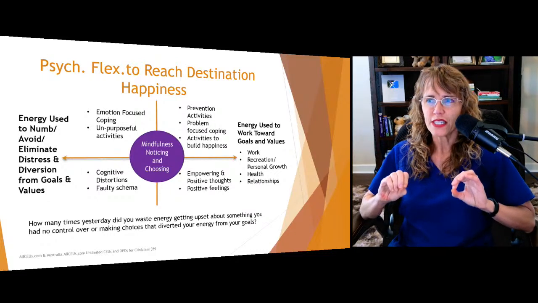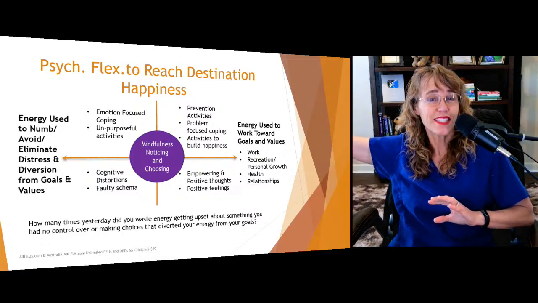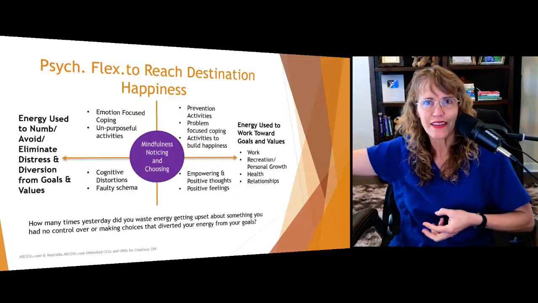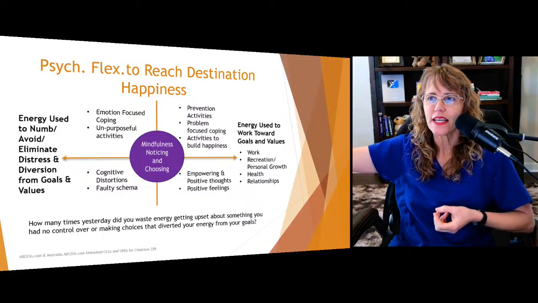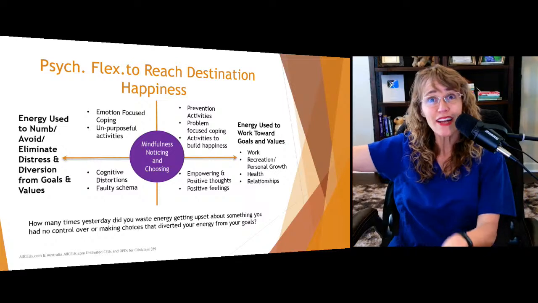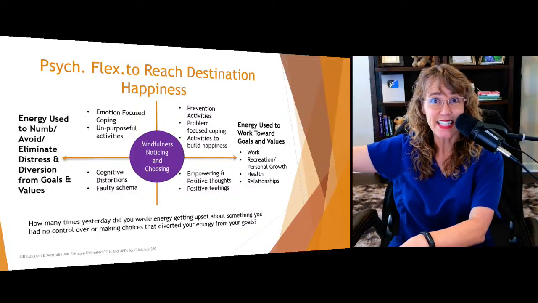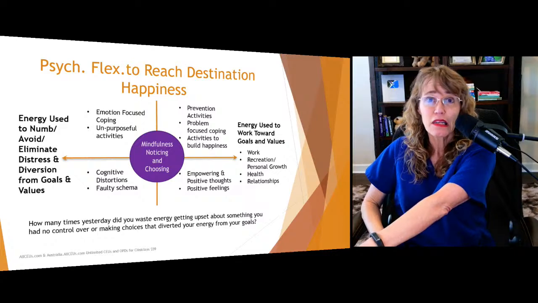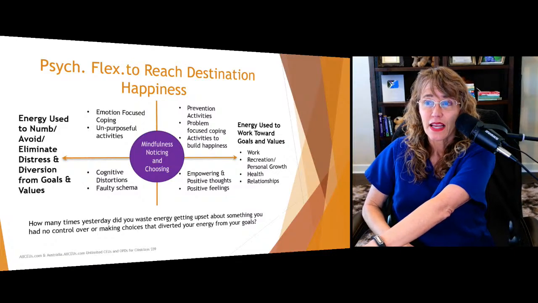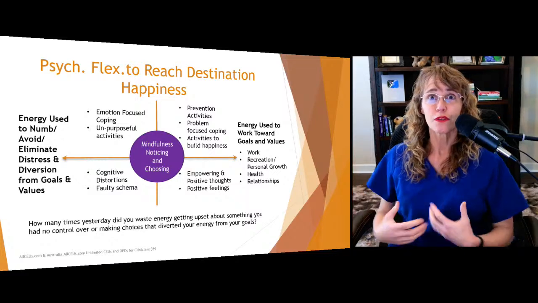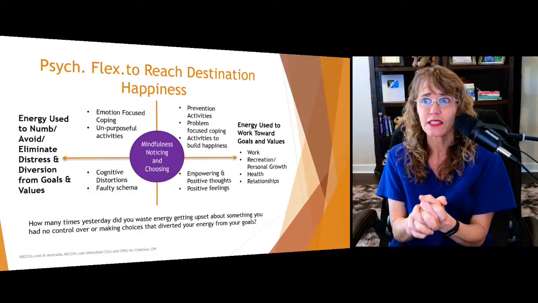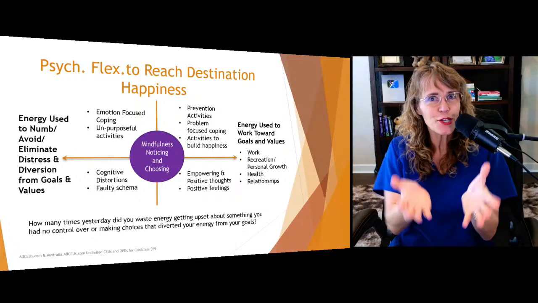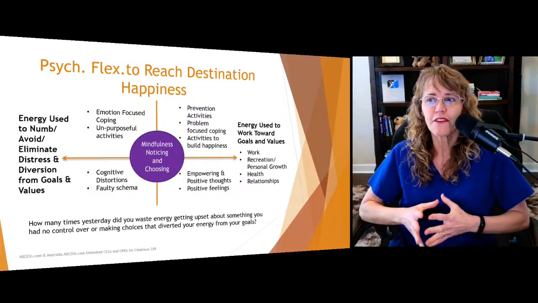What we have in the four quadrants is, on the toward side, on the moving toward my goals, I have prevention activities like eating healthfully and getting good sleep and exercising. I have problem-focused coping. So I'm recognizing the problem, I'm accepting it as it is, and I'm making a conscious choice to use my energy to change the things I can and accept the things I can't. And then activities to build happiness. With that energy that I'm freeing up by not dwelling on emotions and doing all these other things over here, I have this extra energy. I can use that energy to move toward my rich and meaningful life.